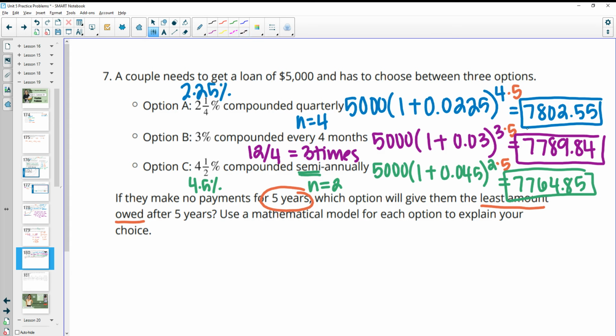So then you're looking for which of those options is the least. And so we've got 7,800 versus 77. So it's not that one. This is 77.89 and this one is 77.64. So option C gives the lowest balance.